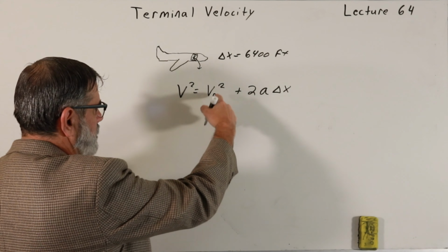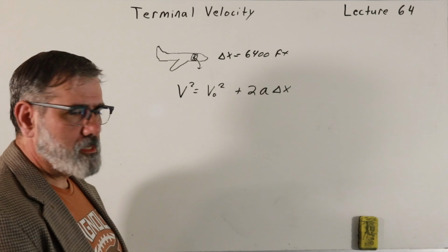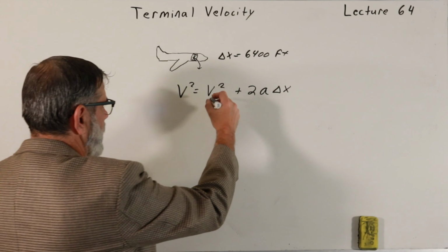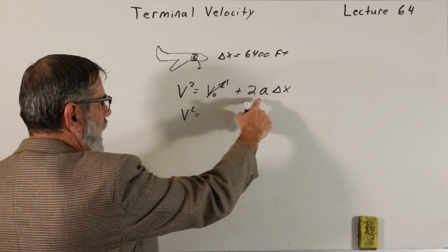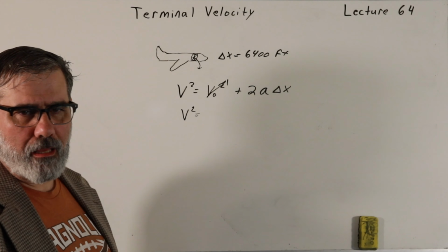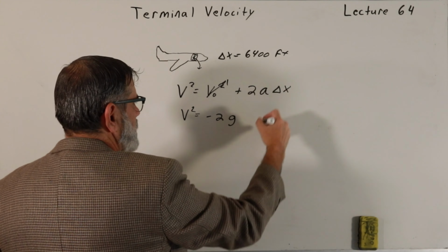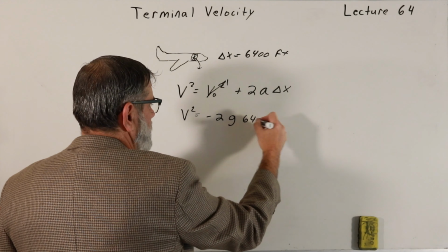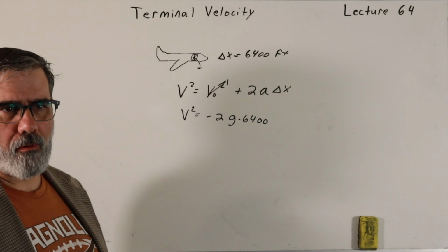So we need to put in, well, let's say the initial velocity is 0, because there's no reason to get a running start. So that's going to go away, right? Then we'll get v squared equals, well, a is going to be minus g, so we'll call this minus 2g, and then 6,400 feet is the altitude that we're jumping from, so that's the distance we're going to travel.